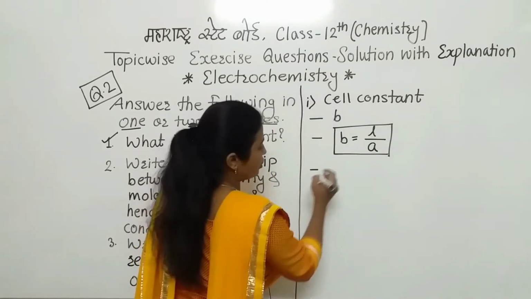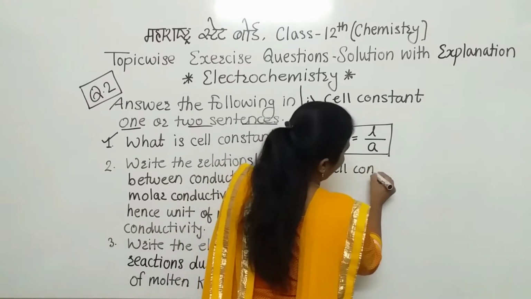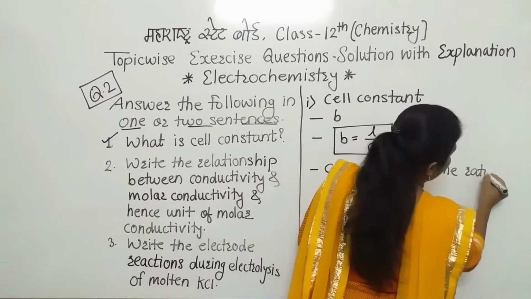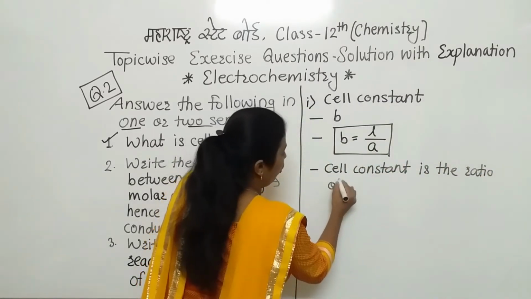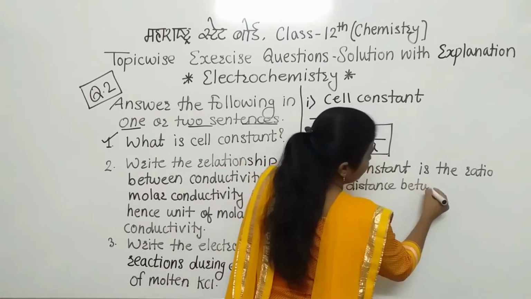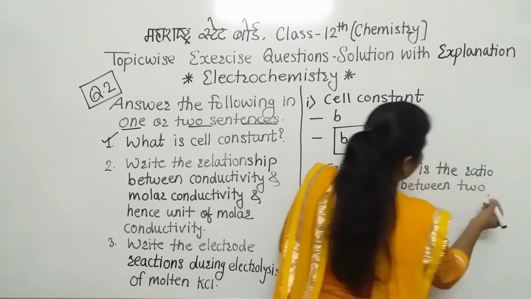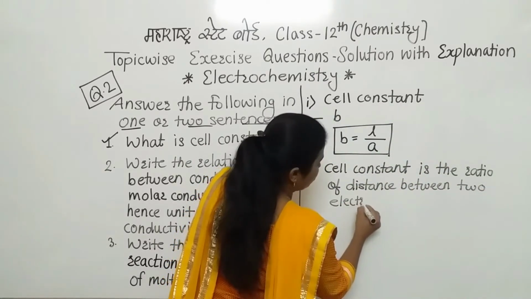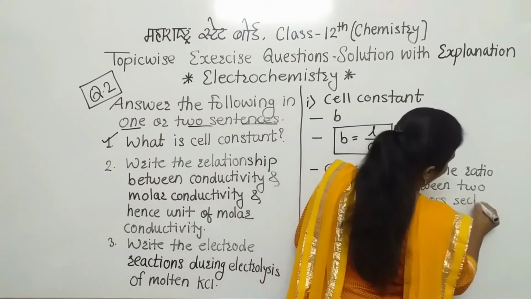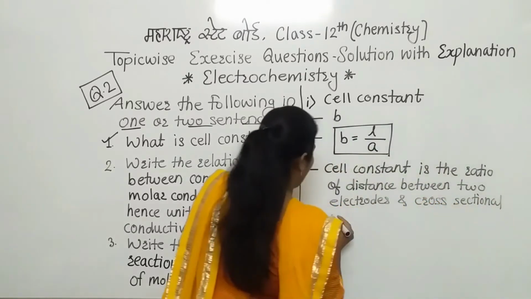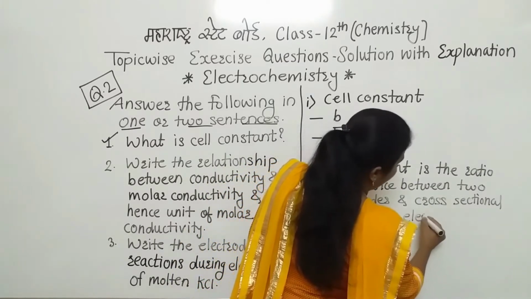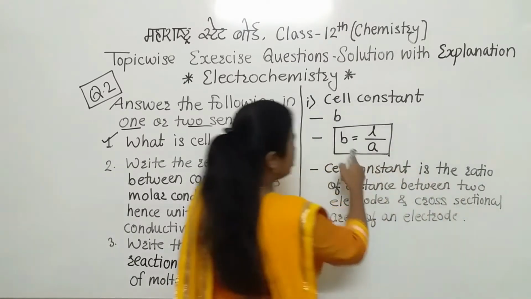So what is the definition? See, cell constant, what is the definition? Cell constant is the ratio of distance between two electrodes and cross sectional area of an electrode. So this is the definition, this is the formula.